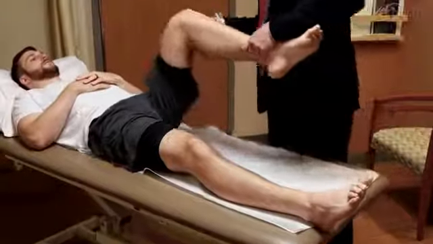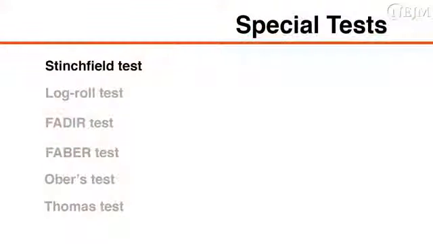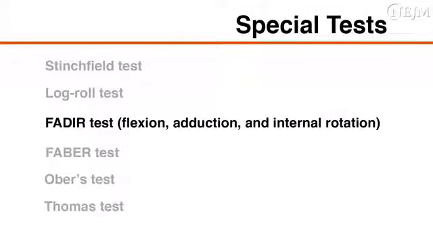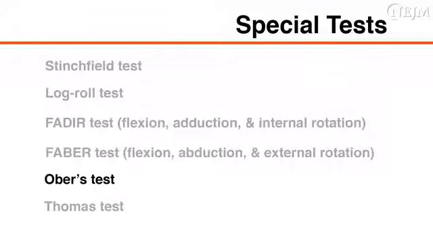Several tests are often used to determine the source of a patient's pain or discomfort. These include the Stinchfield test, the log roll test, the FADIR, or flexion, adduction, and internal rotation test, the FABER, or flexion, abduction, and external rotation test, Ober's test, and the Thomas test.